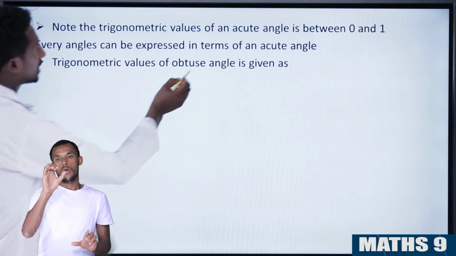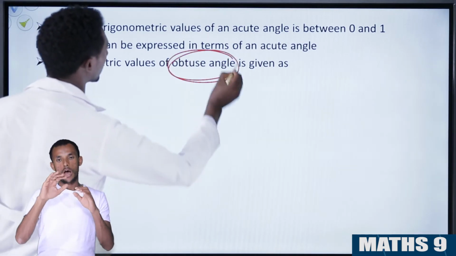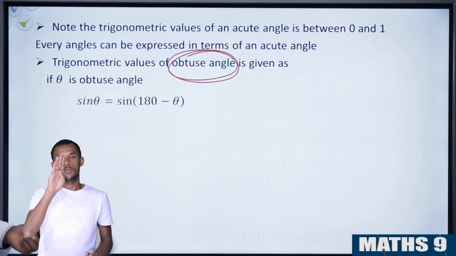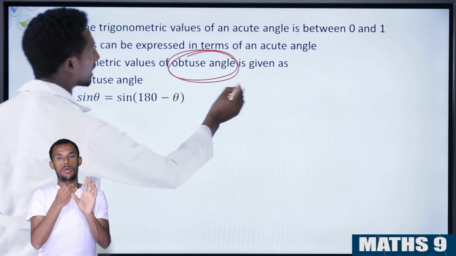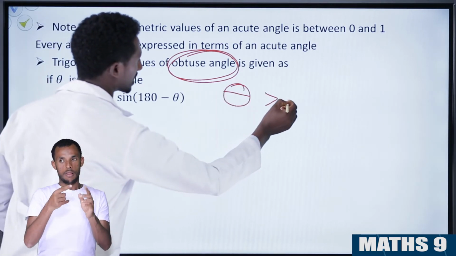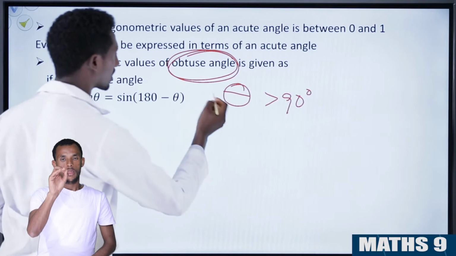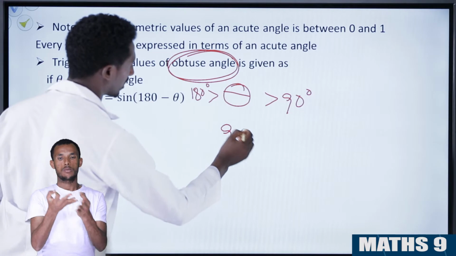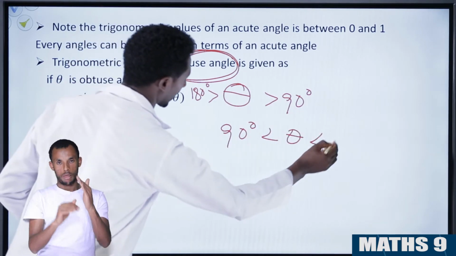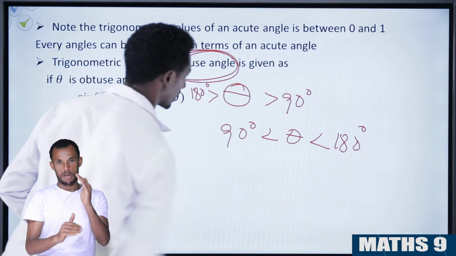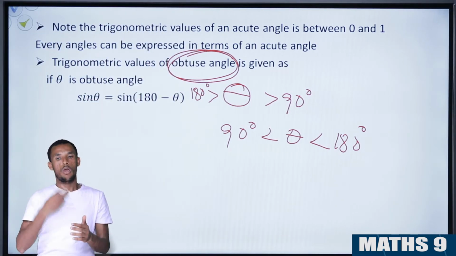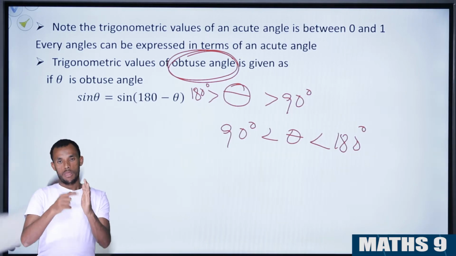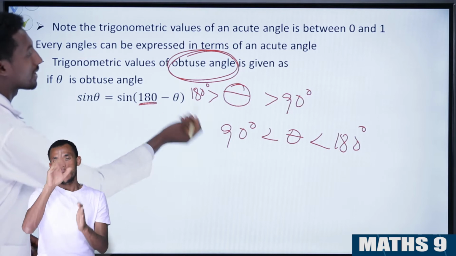But here, we'll focus on how to find the trigonometric values of obtuse angles in terms of an acute angle. If theta is an obtuse angle, meaning theta is greater than 90 degrees and less than 180 degrees, or 90 degrees < theta < 180 degrees. So how can we find the trigonometric values of such obtuse angles? Sine of theta equals sine of 180 degrees minus theta.